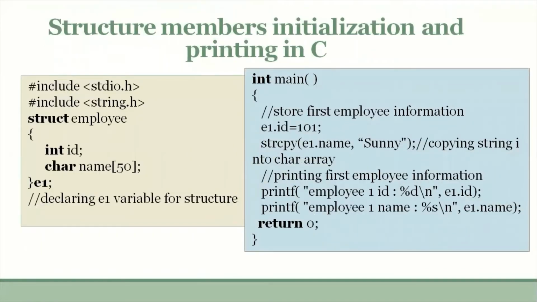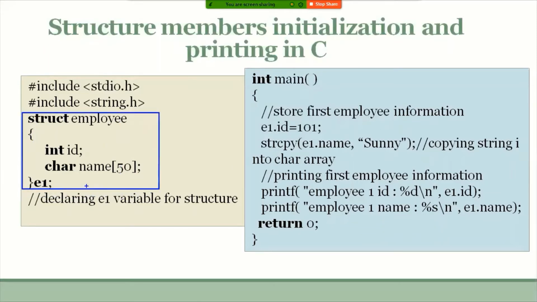So in this example, structure members initialization, accessing and printing will be discussed. Let us consider an employee structure along with the structure variable E1 declared. First the compiler allocates memory for id. Integer is 2 bytes, so 2 bytes will be allocated, and name is character, 1 byte, but with size 50. So a total of 50 locations will be allocated, starting from the first location, the 0th, up to the last location, which will be 49.